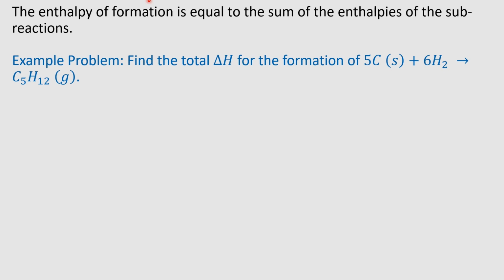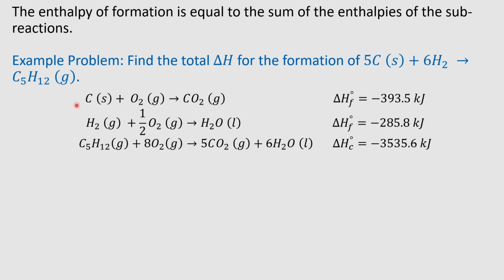Another quick side note is that the enthalpy of formation is equal to the sum of the enthalpies of the subreactions of those certain molecules. If you remember, the enthalpy of formation measures the amount of energy in the formation of a certain compound. So if we're looking at the total enthalpy for the formation of pentane from carbon and hydrogen gas, what we can do is look at different equations that contain those molecules. Some convenient equations that we have are this first equation with this delta H, the second equation with our H2, and our third equation which has pentane in it. So we have carbon, hydrogen gas, and pentane.